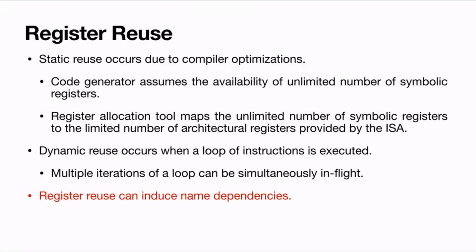So register reuse induces name dependency. Name dependency is nothing but output dependency and anti-dependency. These are also called false dependencies, because the same register is appearing in multiple places. Because of that, there is a dependency, but actually the flow of information may not be there.